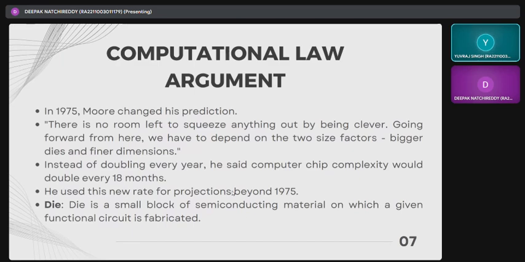He stated that the chip complexity would double every 18 months instead of every year. This shift came because engineers had already optimized design as much as possible, and no room was left to squeeze anything out of being clever. So he used the new rate of projection beyond 1975, and he said the future growth had to rely on two size factors, bigger dies and finer dimensions, smaller transistors, so more fit into the small chip. A die is basically a small block of semiconductor like silicon on which an integrated circuit is fabricated.